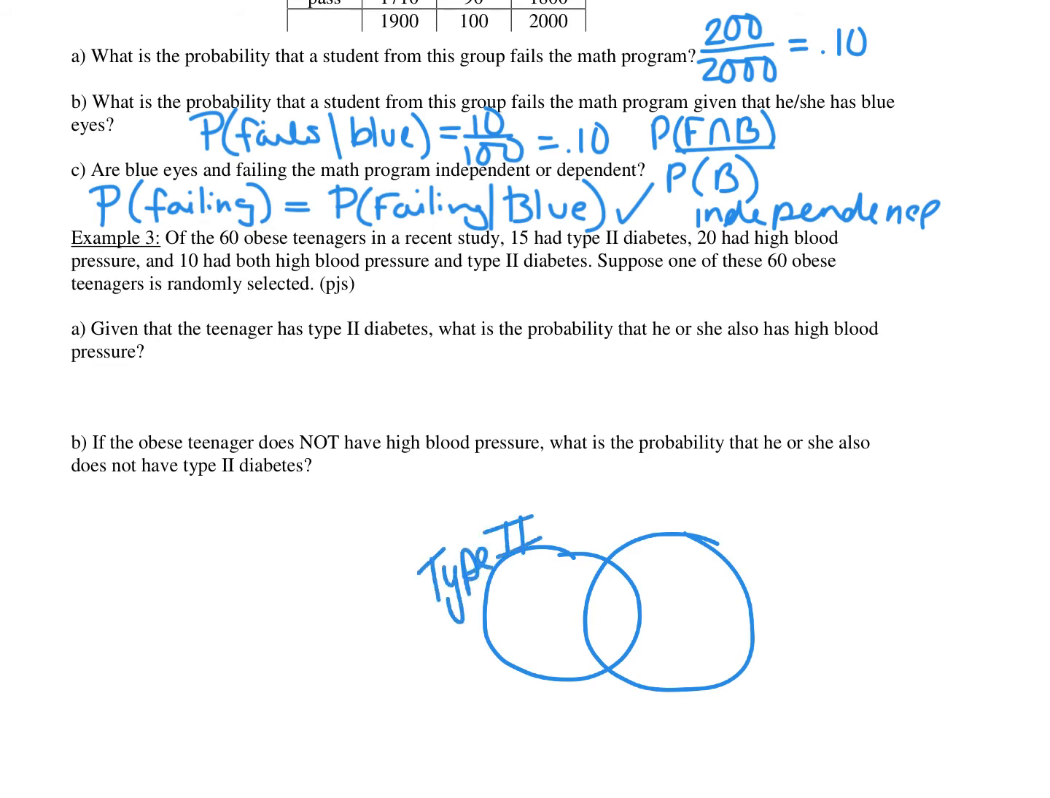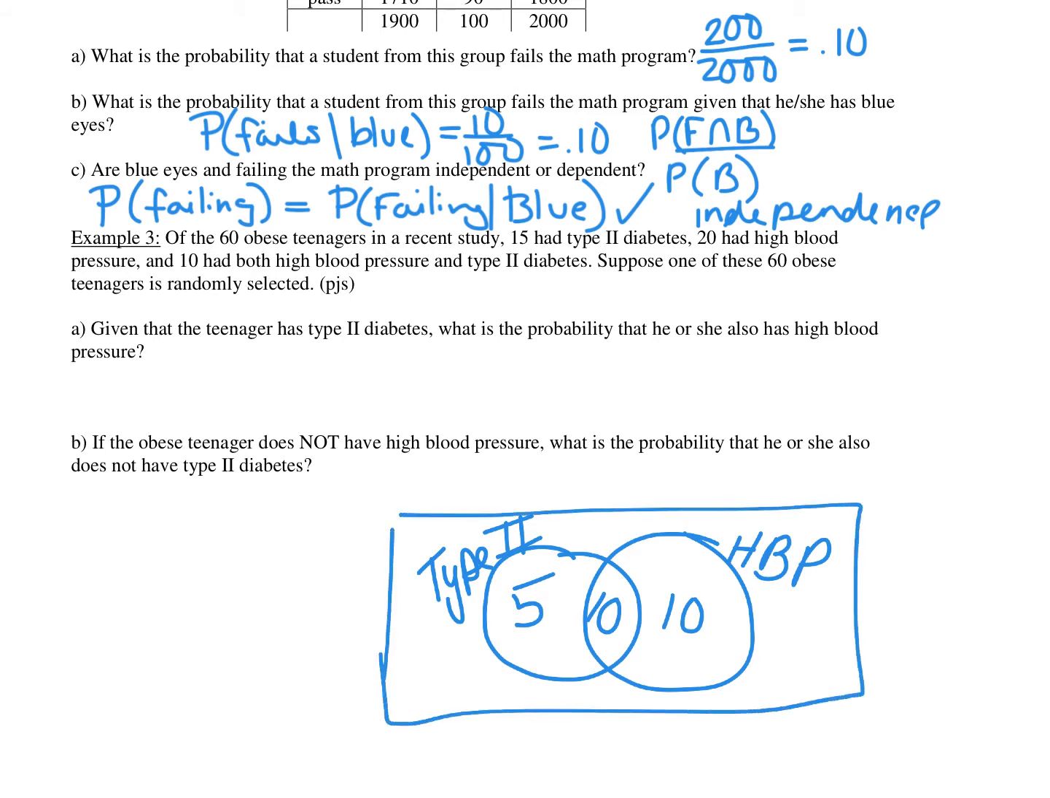Type 2 versus, I'll say, high blood pressure. And we had 10 with both. I start in the middle. Total of 15 with type 2, so that's 5 here. Total of 20 with high blood pressure, so that's 10 here. We have a total of 60 teenagers. So 25 have one of these or both conditions, so that leaves 35 who are, I guess we could say, healthy. All right, so given that the teenager has type 2 diabetes, what is the probability that he or she also has high blood pressure?